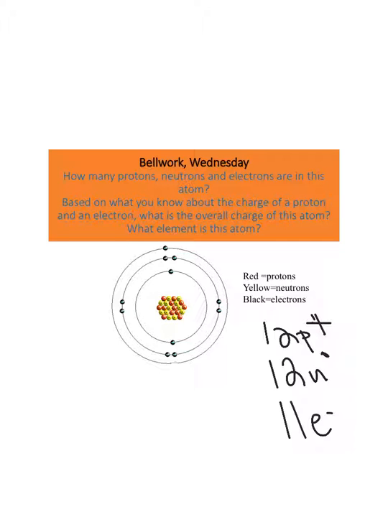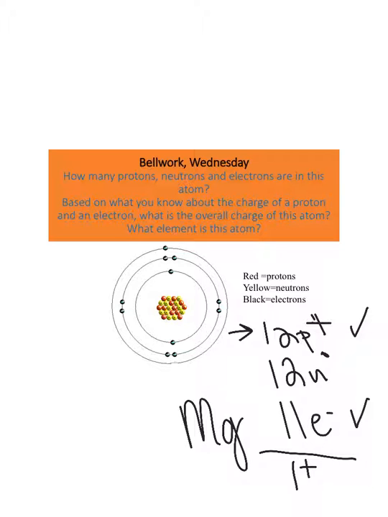Okay, so based on what you know about the charges of a proton and an electron, what is the overall charge of this atom? Well, if we have 12 positives and 11 negatives, my overall charge for this atom is a +1 or a 1+. And based on what we know about protons, we can determine what element this atom is representing. Having 12 protons tells me the atomic number is 12. I look at my periodic table, and I see that magnesium is atomic number 12.